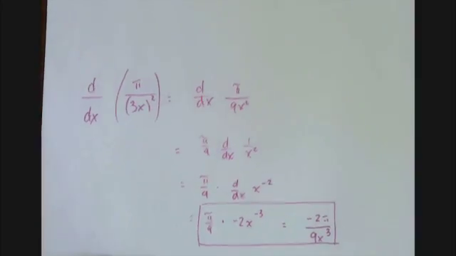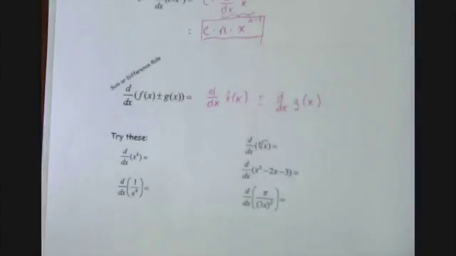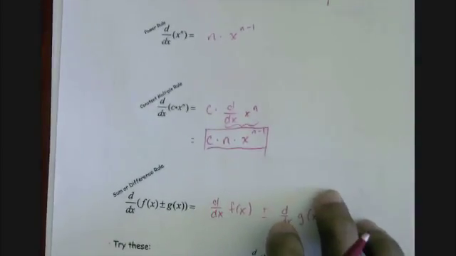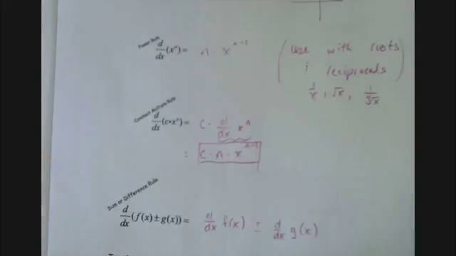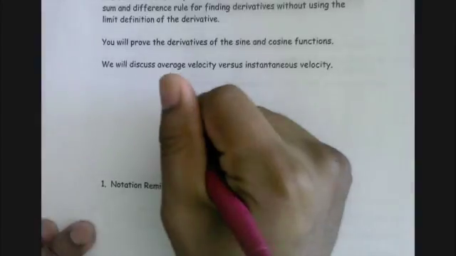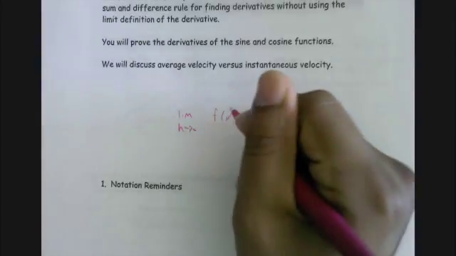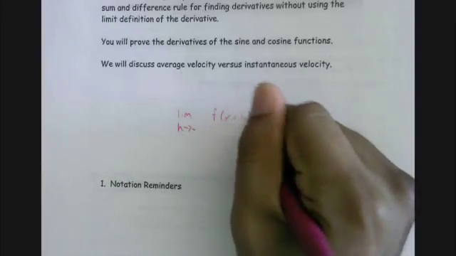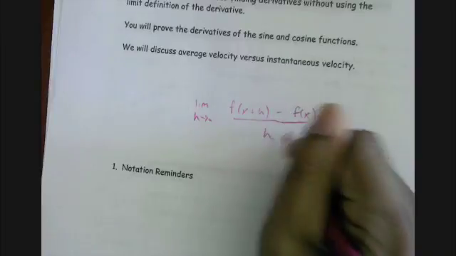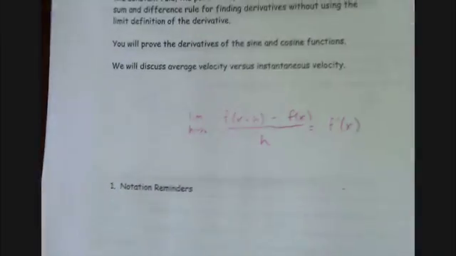So this is all for the examples for the following rules, which were constant rule, power rule, constant multiple, and sum or difference. Now I did say that we would return back to the notation reminder, so we'll go ahead and do that now. Originally we said that the limit as h approaches 0 of f of x plus h minus f of x over h is equal to the derivative, the slope, of f at any point x.